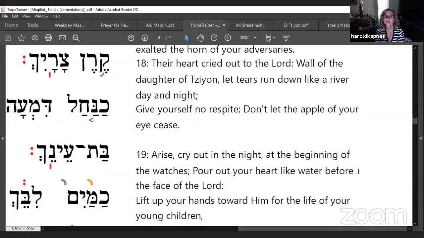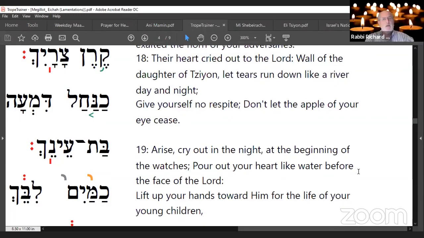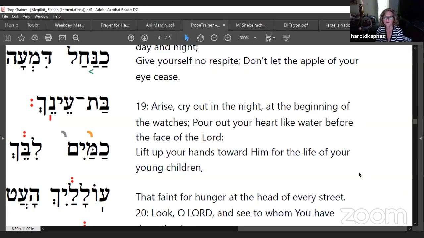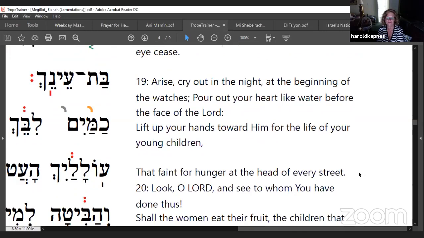Their heart cried out to the Lord, wall of the daughter of Sion. Let tears run down like a river day and night. Give yourself no respite. Don't let the apple of your eye cease. Arise, cry out in the night at the beginning of the watches. Pour out your heart like water before the face of the Lord. Lift up your hands toward him for the life of your young children that faint for hunger at the head of every street.